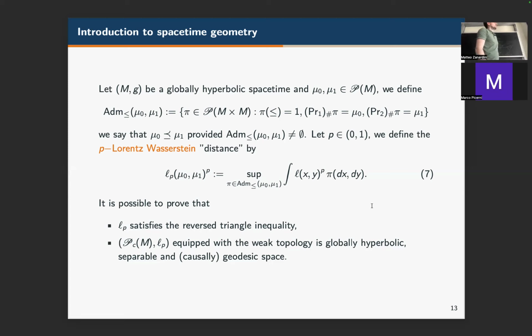We introduce also a measure theoretic causal order, which is a causal order but for measures, in very close analogy with what we stated before. We say that mu0 is in the causal past, in the measure theoretic sense, of mu1, provided this admissibility set is non-empty. And now, given p between 0 and 1, we can define the p Lorentz Wasserstein distance.